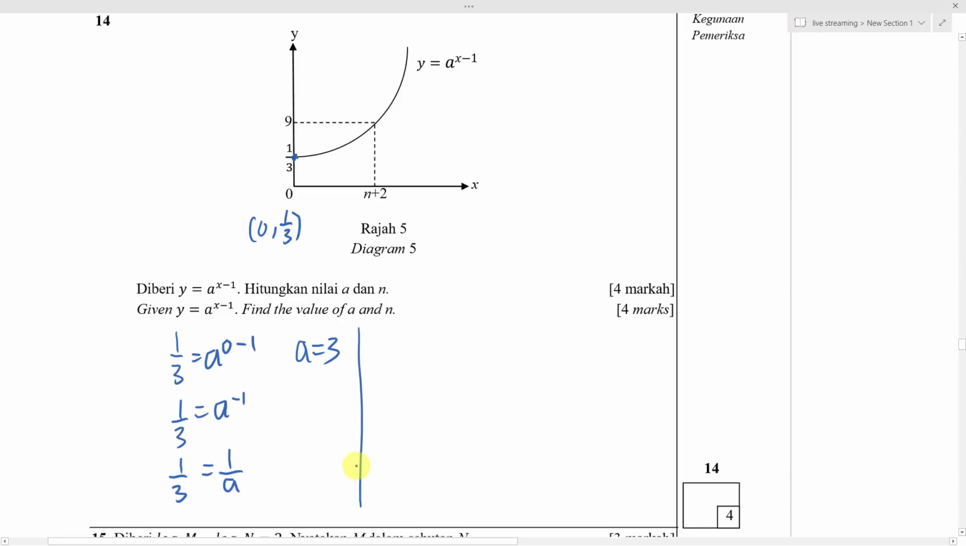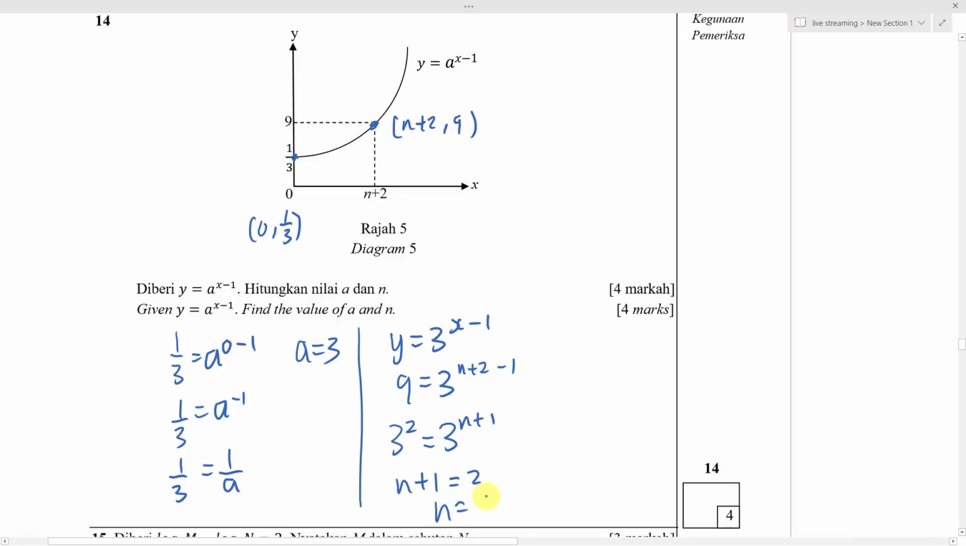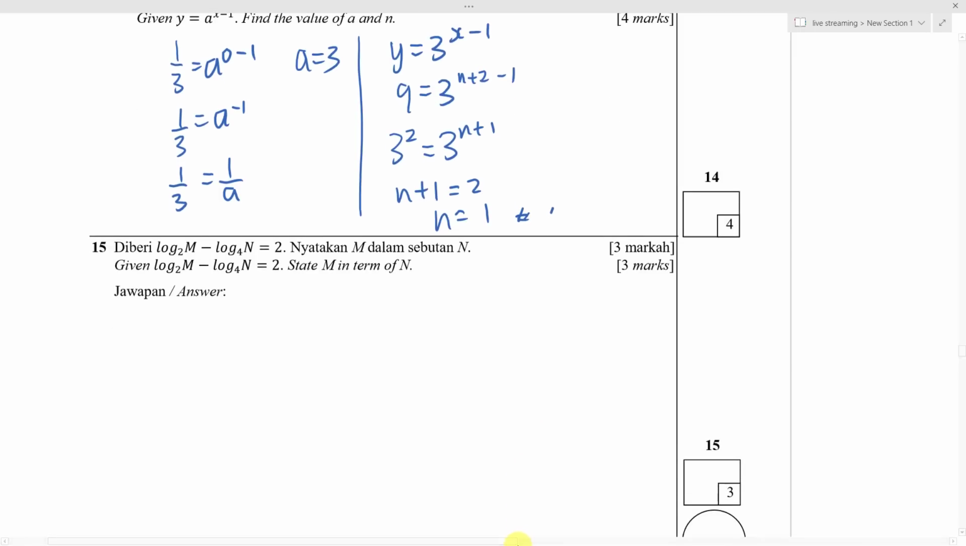So, okay, then I have the a already. I rewrite the equation, 3 to the power of x minus 1. I have another coordinate here, which is m plus 2 and 9. I just substitute in y equals 9, x equals m plus 2 minus 1. So 9 basically is 3 squared, isn't it? This is 3 to the power of m plus 2 minus 1, which is m plus 1. So basically you can see m plus 1 equals 2, right? m equals 1. Alright, it's not too hard. Basically, it's just substituting into each other and then you just solve it. Alright, so let's move on.